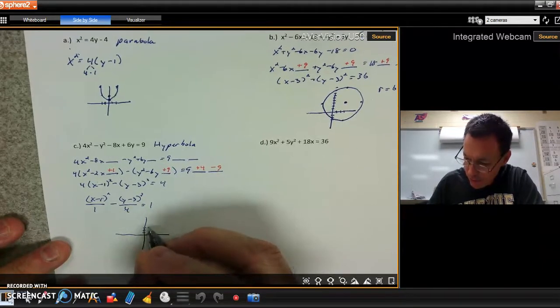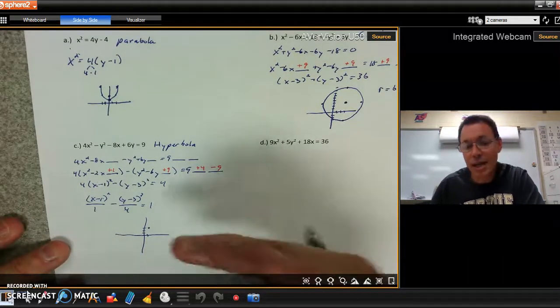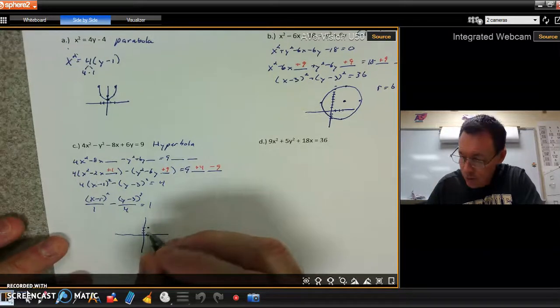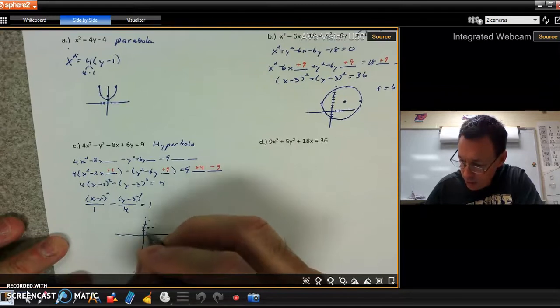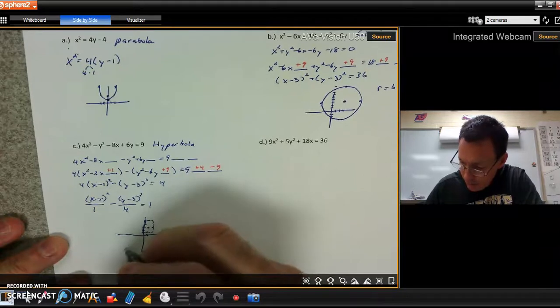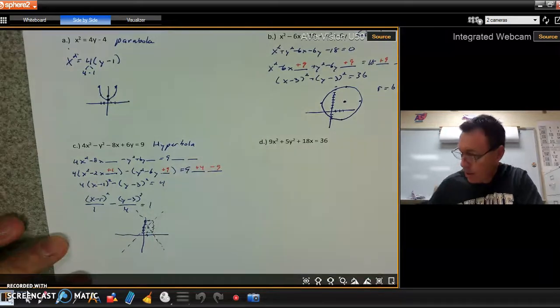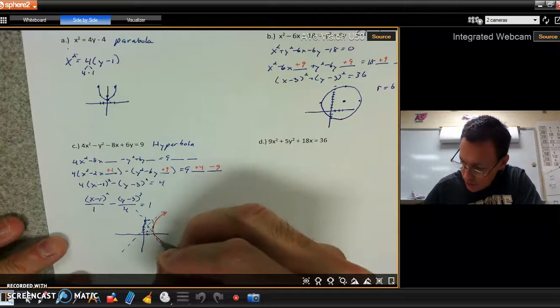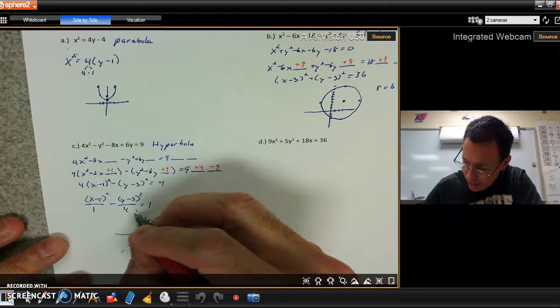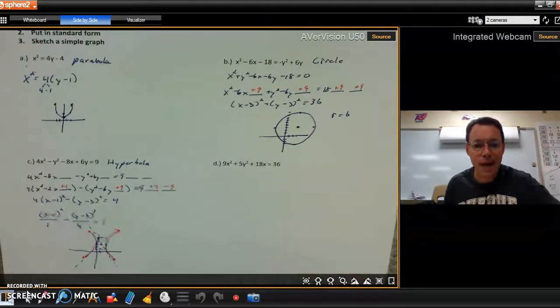So 1, 1, 2, 3. I am going to quickly sketch that box. You do have to graph everything. I'm not going to ask you to write down the asymptotes and everything, but you do need to go over 1, up 2, down 2, make that box, make the asymptotes, and then I'm going to change colors. Since the x is first, it's going to go in the x direction side to side, and that is what I need from you today. Okay? All right, one more.